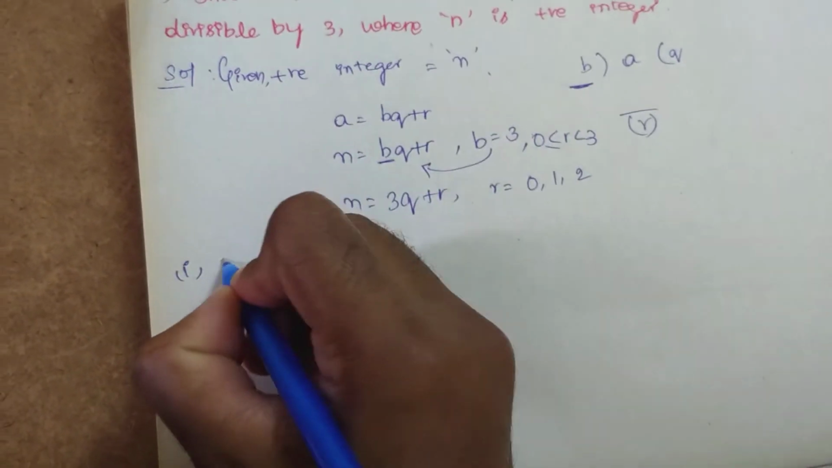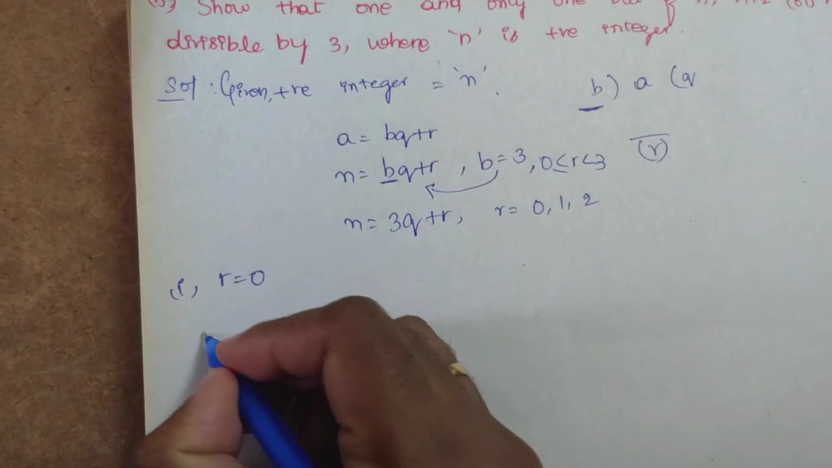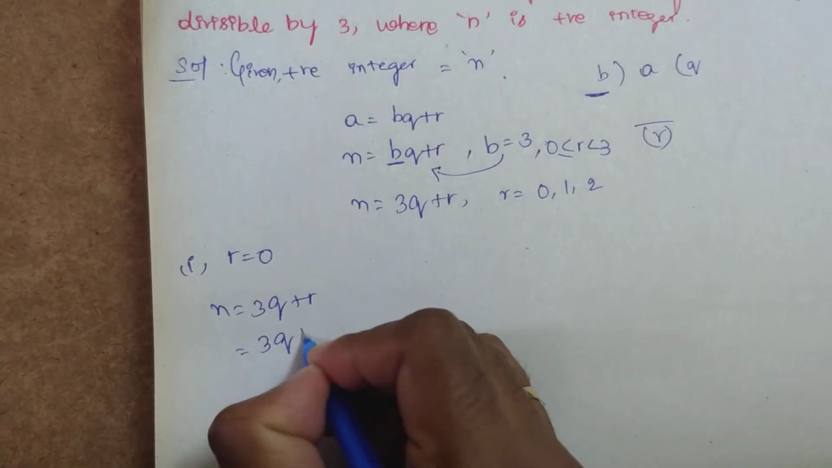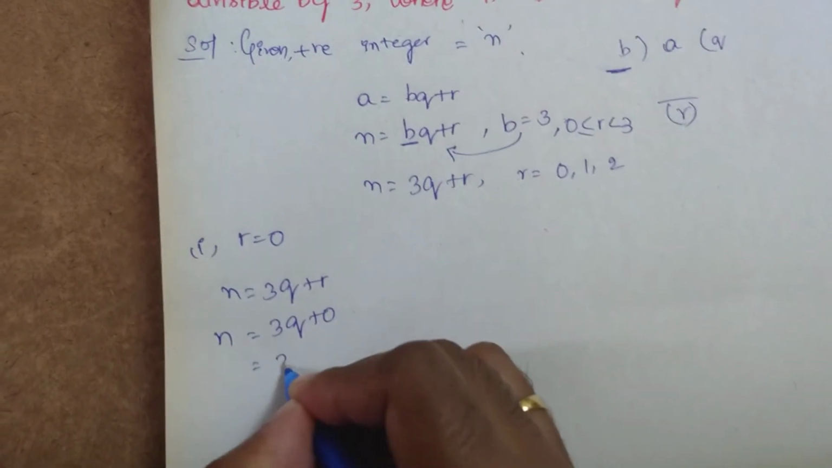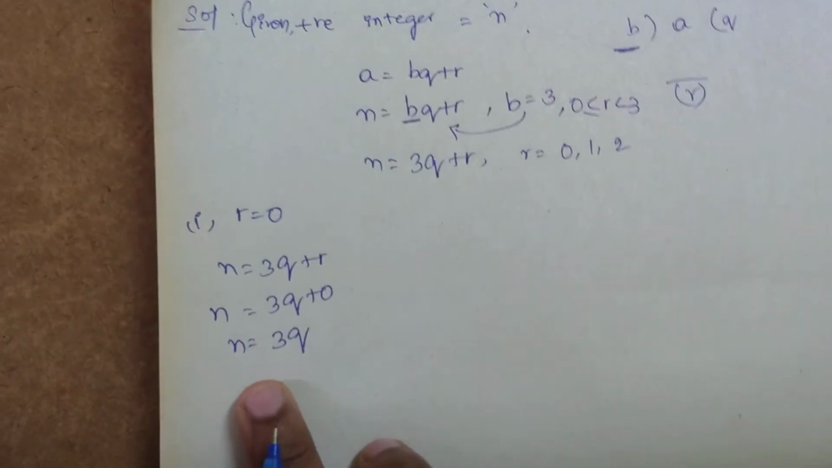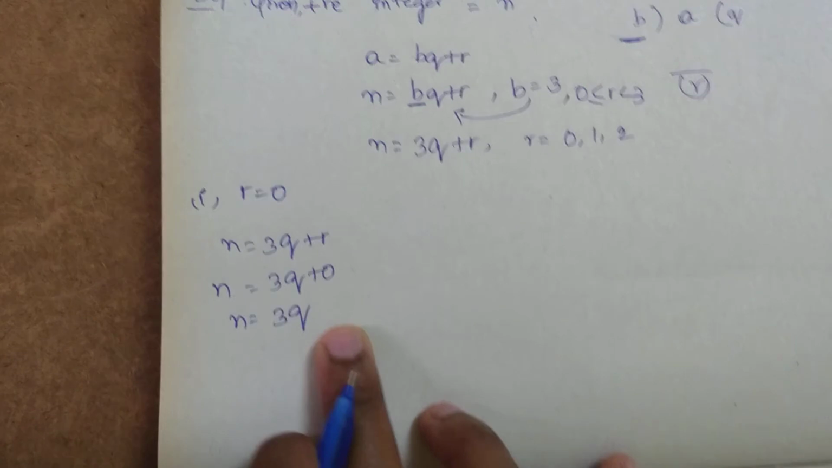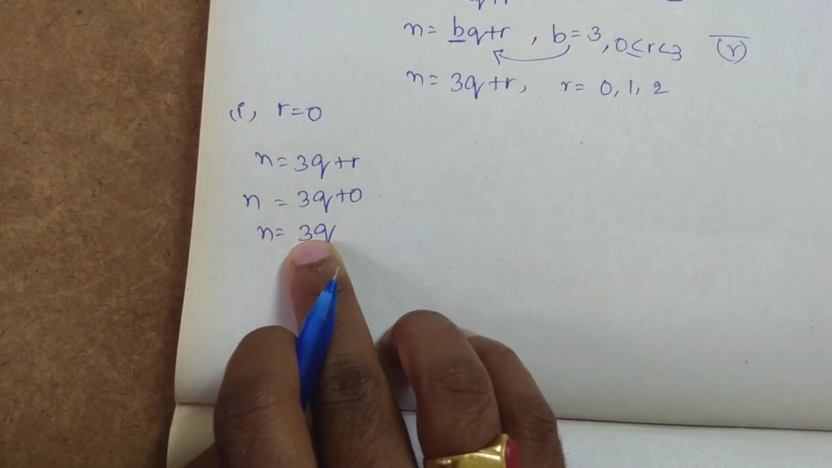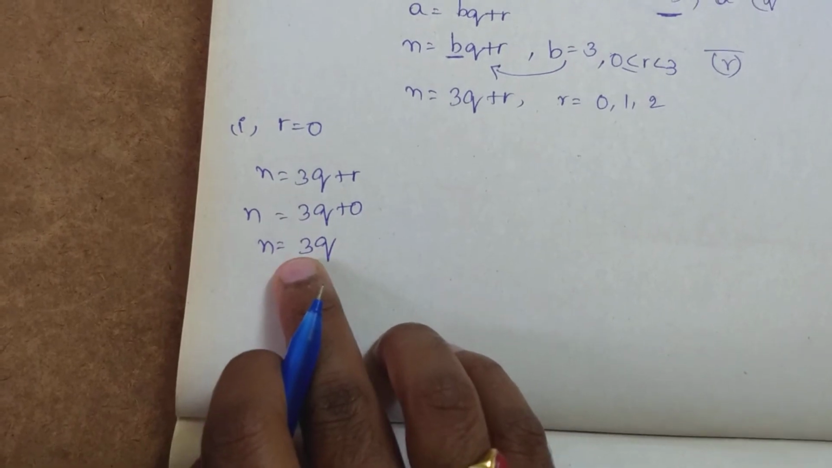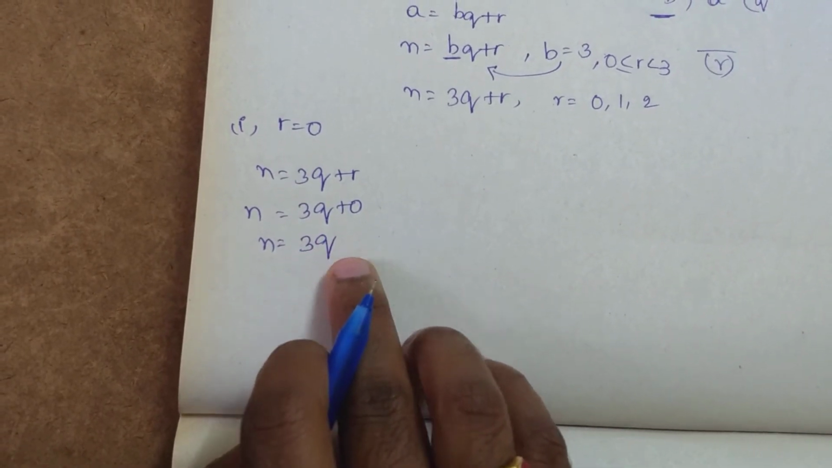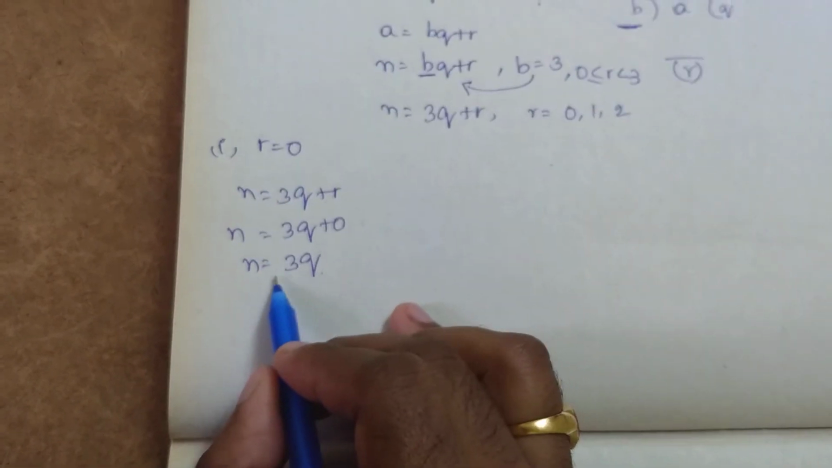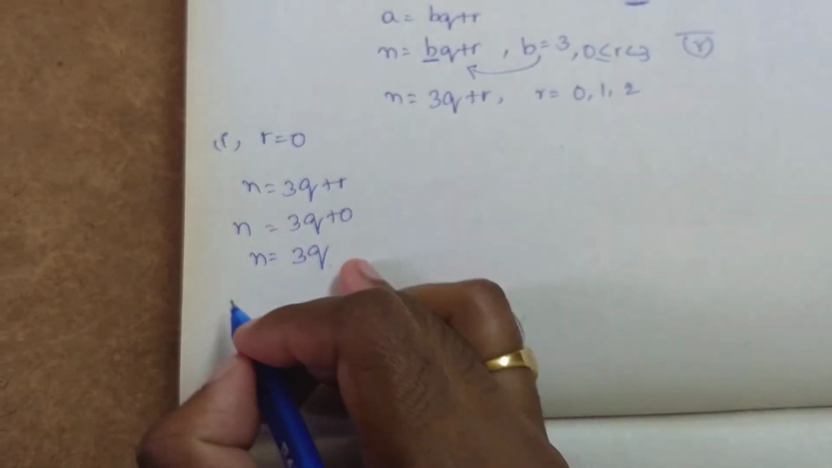In case 1, r equals 0, n equals 3q plus r, so you'll get 3q plus 0. n equals 3q. So n equals 3q is divisible by 3, because any number that is a multiple of 3 is always divisible by 3. Any number in the multiples of a number is divisible by that number.